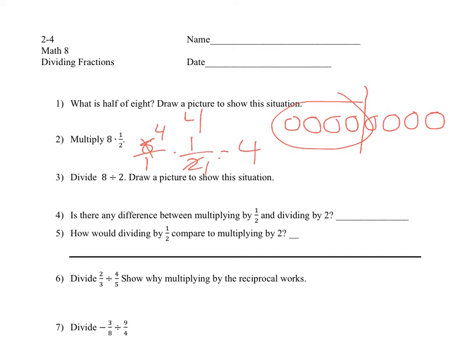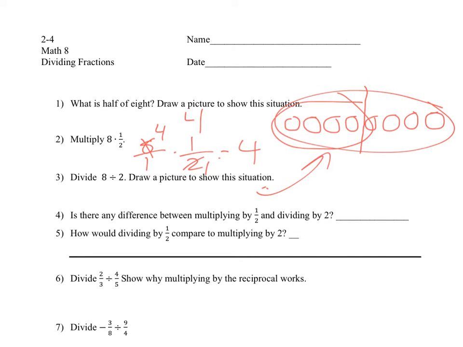All right, now I'm going to do 8 divided by 2. Draw a picture to show this situation. Now, I could actually use the same picture. I have 8 things here, and I've divided them into 2 groups. So that's really the same thing as finding half of 8. So 8 divided by 2, I can do the same idea with a picture, and I could use the same picture or draw another one, but it's basically the same thing.